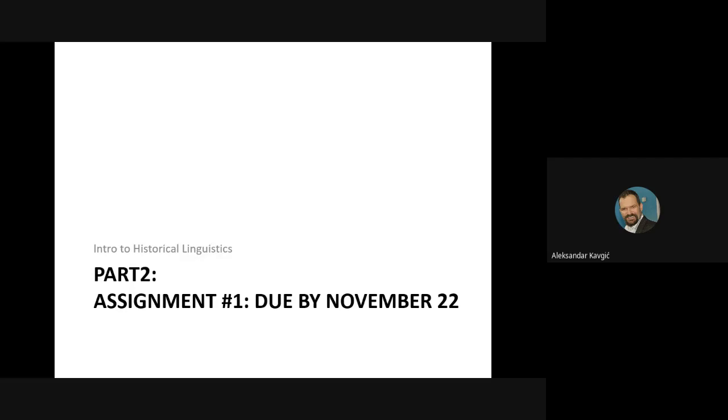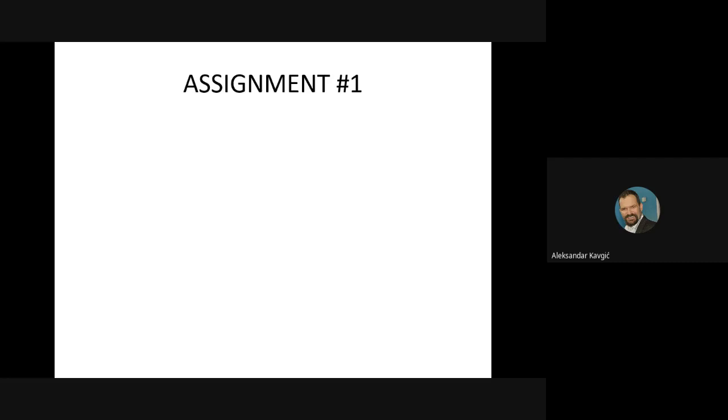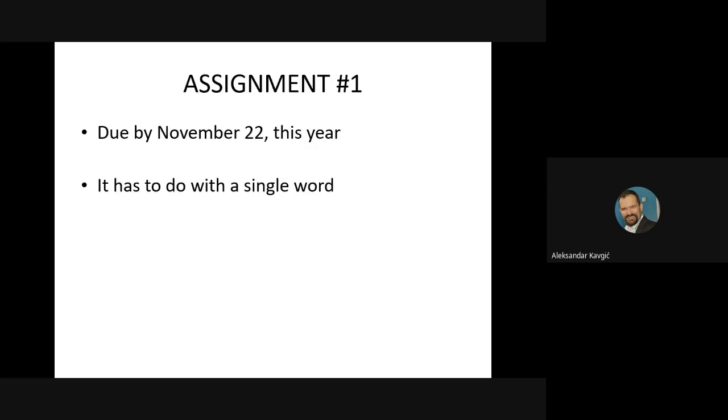Over the next 19 days, you have to do your first assignment, and it's about something very simple. You should analyze a single word, and you should create a tree, a family tree, for that word, with representatives from, let's say, the most relevant branches of the Indo-European language family.